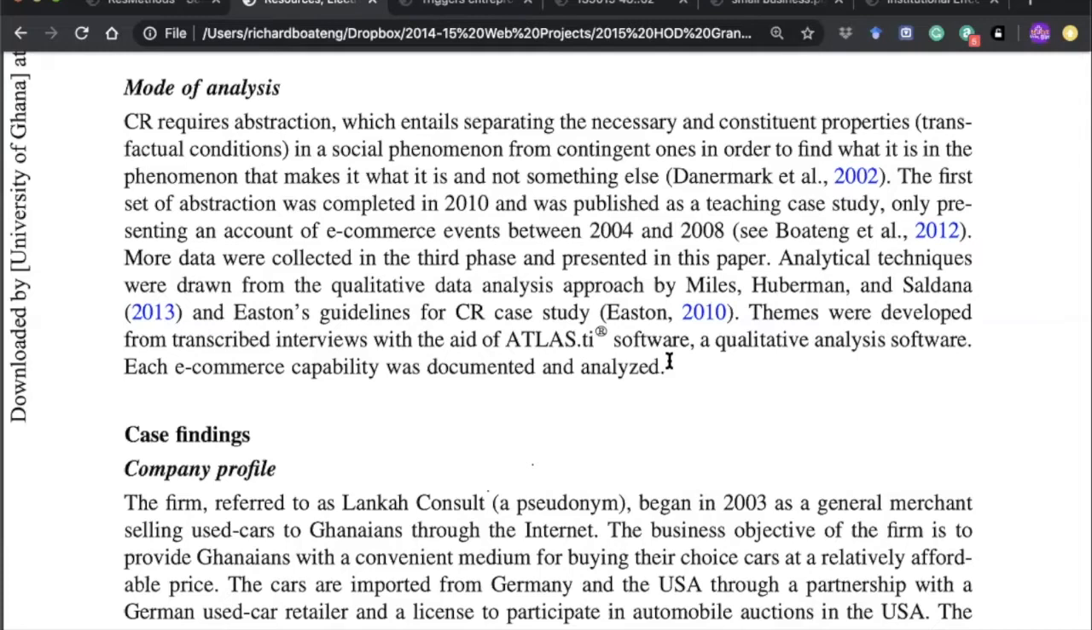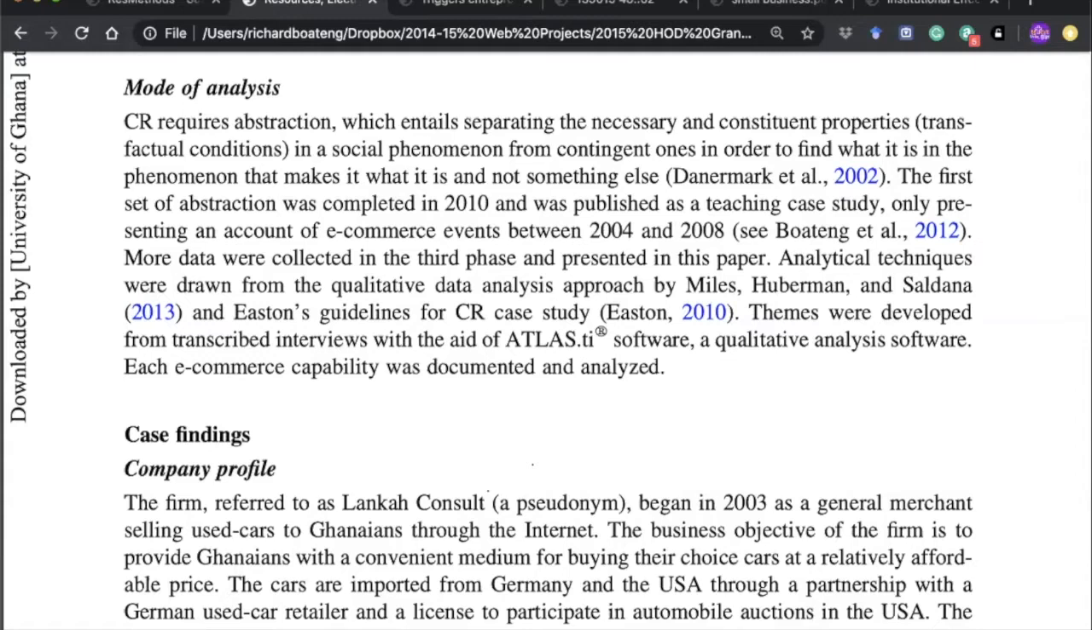So we want to separate the necessary and constituent properties from the contingent ones, the ones that are not directly involved. Those that are not directly involved in precipitating that particular phenomenon, we need to eliminate and separate. The first set of abstraction was completed in 2010 and published as a case study, only presenting the account of the e-commerce event between 2004 and 2008. More data was collected in the third phase and presented in the paper.